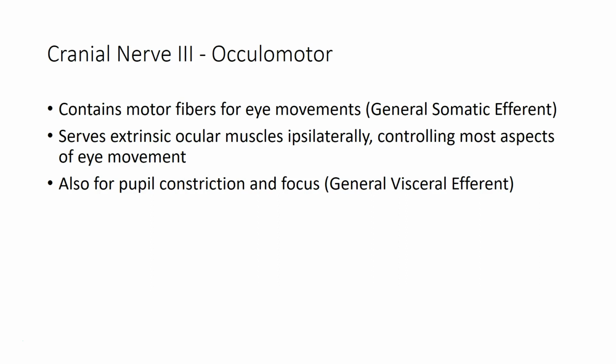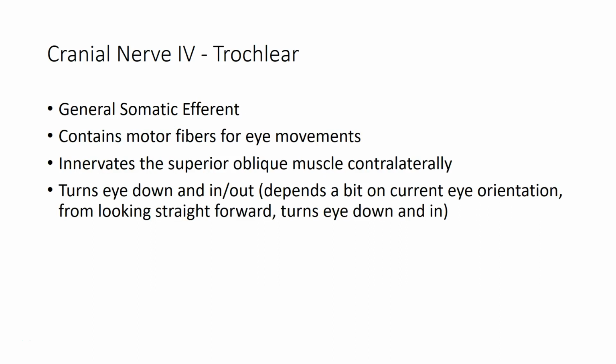The third cranial nerve is the oculomotor nerve. It has motor fibers that make eye movements happen, and this one controls most of your eye movements. This nerve also is involved in pupil constriction and how your eyes focus, which are considered visceral aspects of your system because they can be affected by things like emotional information, I think.